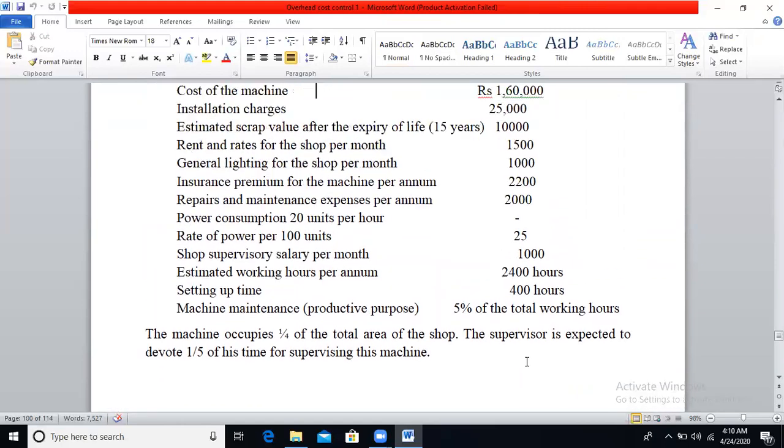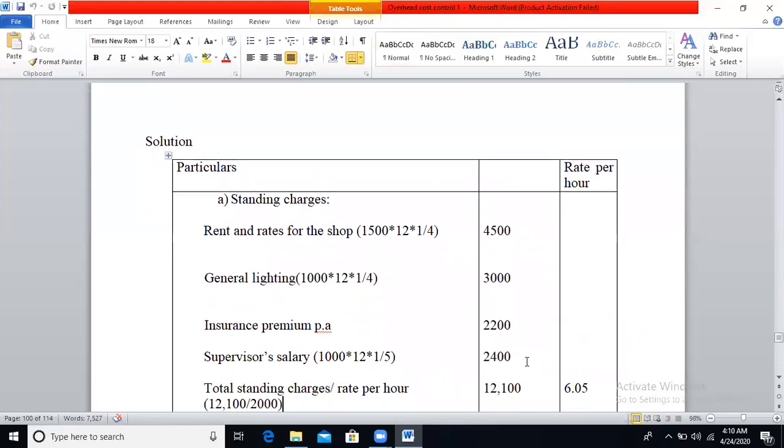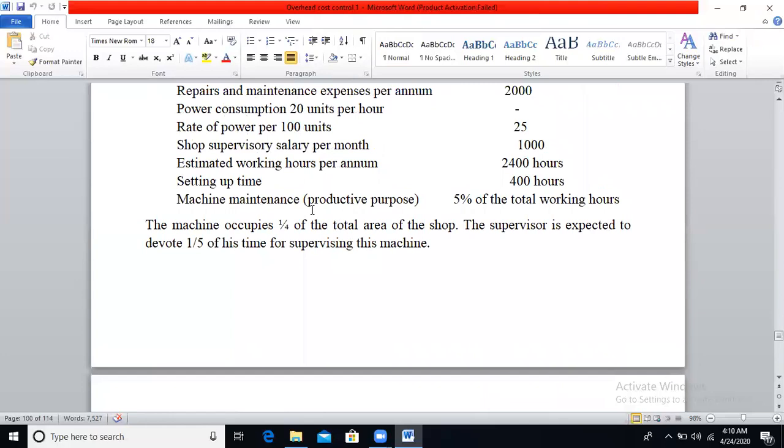Now prepare the machine hour rate. Standing charges, one is rent and rates. They have given per month. You have to convert it into yearly basis. 1500 into 12 into 1 by 4. Why is 1 by 4 considered? The machine will occupy only 1/4 of the portion of the total area.